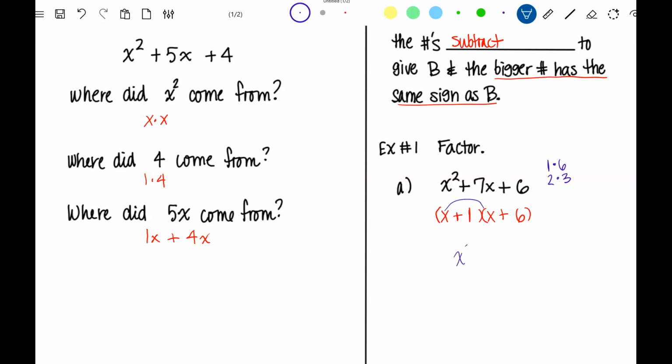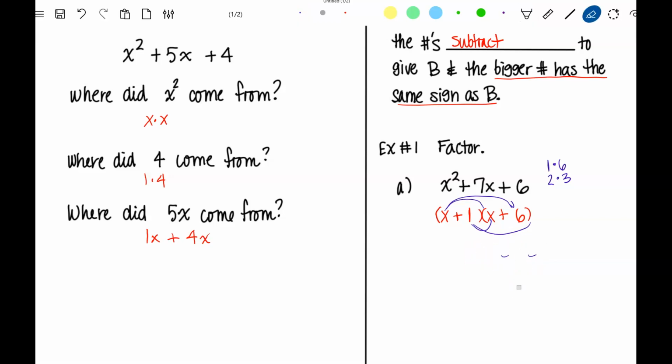x times x is x squared. x times 6 is 6x. 1 times x is 1x. 1 times 6 is 6. There you get the 7x. The really important part, or the hardest part, is making sure that those two in the middle combine correctly.